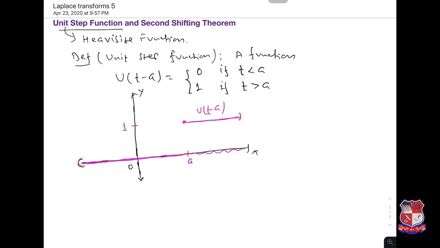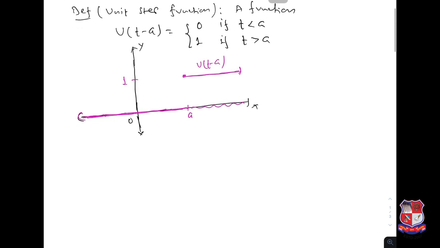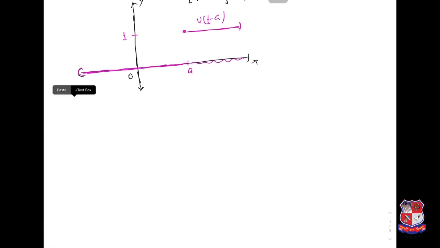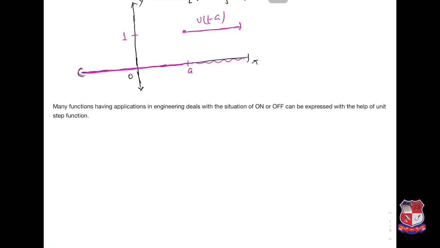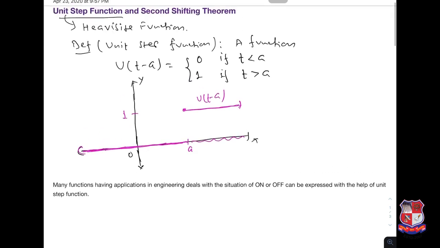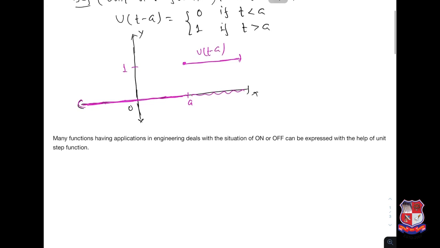Now this function is very much useful in many engineering problems where we are having the situations of on or off kind of. So there is only one step: on, then it is a 1, off, then it is a 0. So this kind of function is very much useful.